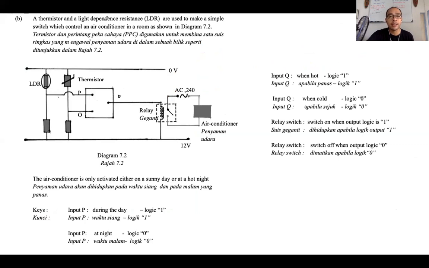So a thermistor and a light-dependent resistor are used to make a simple switch, which controls an aircon in the room as shown in diagram 7.2. Input P during the day is logic 1, turn on. During the night is logic 0. These are the conditions they must give. Input Q, when it is hot, is logic 1. When it is cold, it is logic 0. The relay switch will switch on when the output logic is 1. If here is 1, it will be on. If here is 0, it will be off.